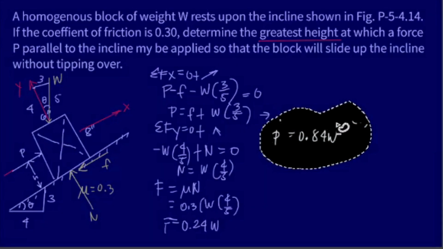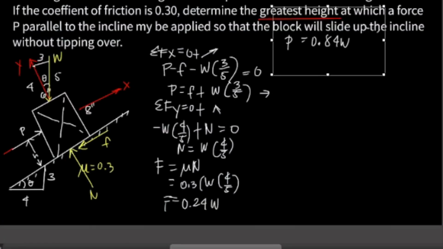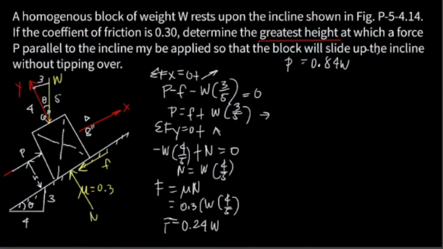Wait, let me erase this to have more space. Now let's solve for what we were looking for, the greatest height without the block tipping over. So, let's solve for the height with the block about to tip over. We take moments about point O. Sum of moments at O is equal to 0, positive counterclockwise. Let's start with P. The perpendicular distance from O is H, so PH.